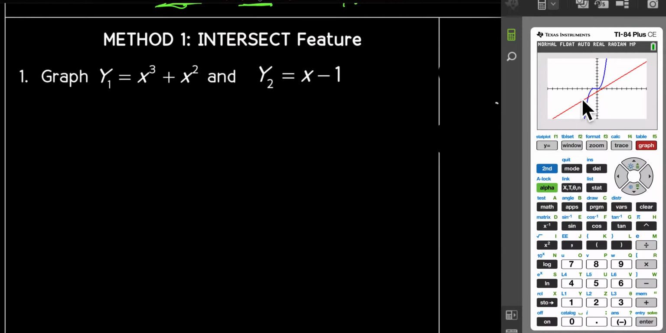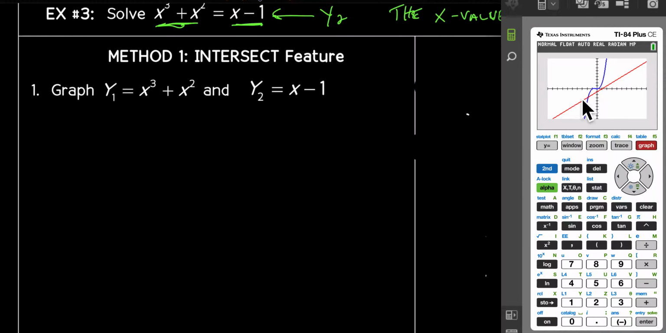Why is this not working? Oh, the Apple Pencil's dead.